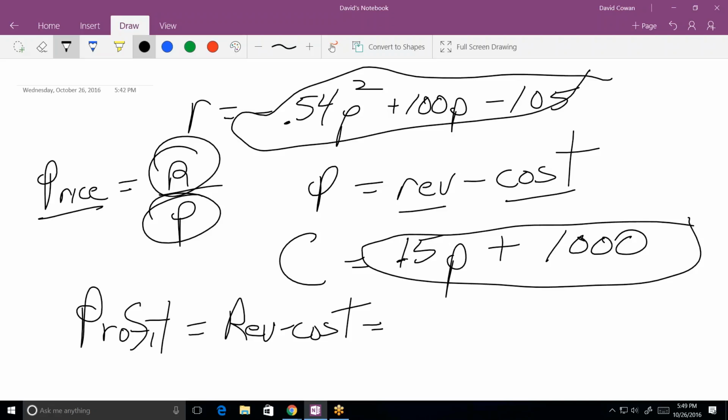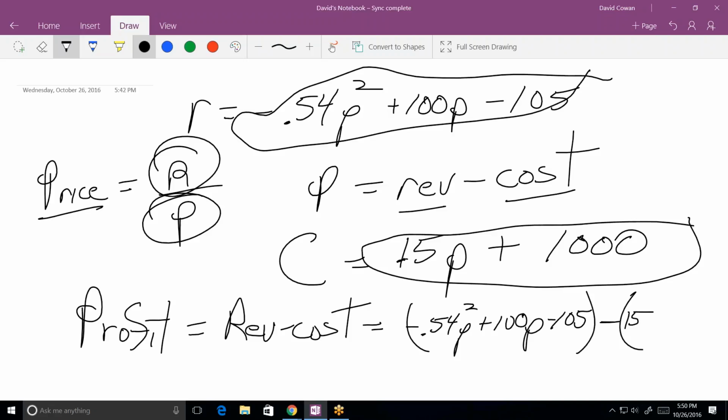Okay. In other words, if I want the equation revenue minus cost, let me write it. It's minus 0.54p squared plus 100p minus 105. That's our revenue. Minus our cost, which is 15p plus 1,000. Right? Now combine those two. What do you get?